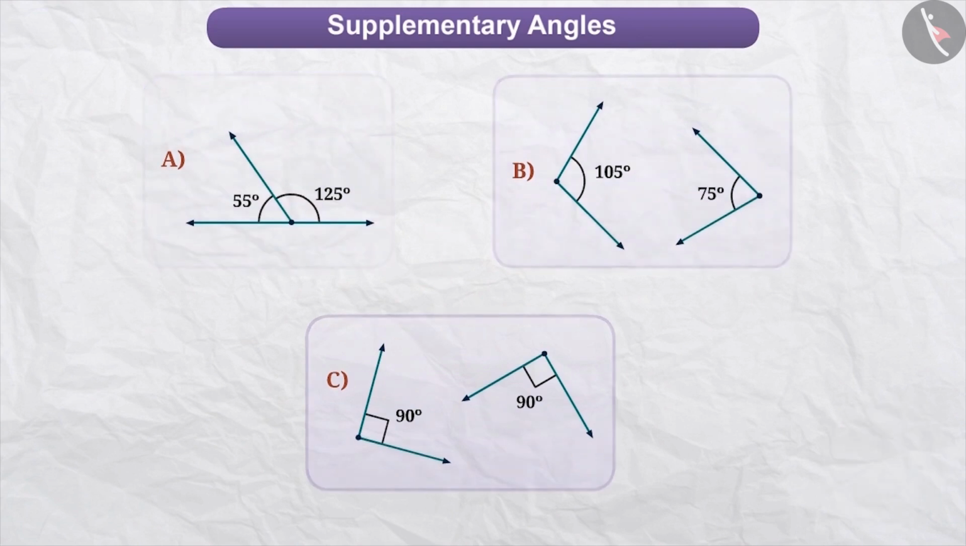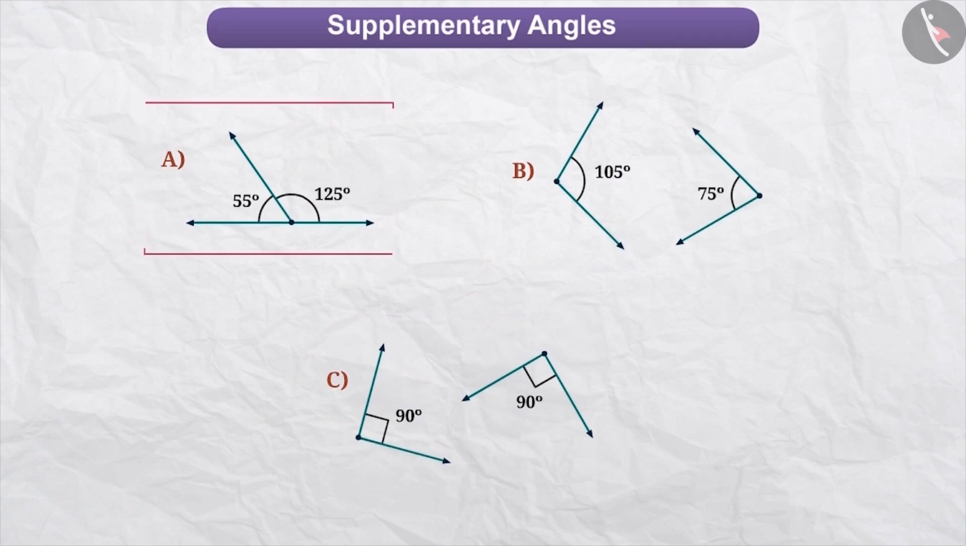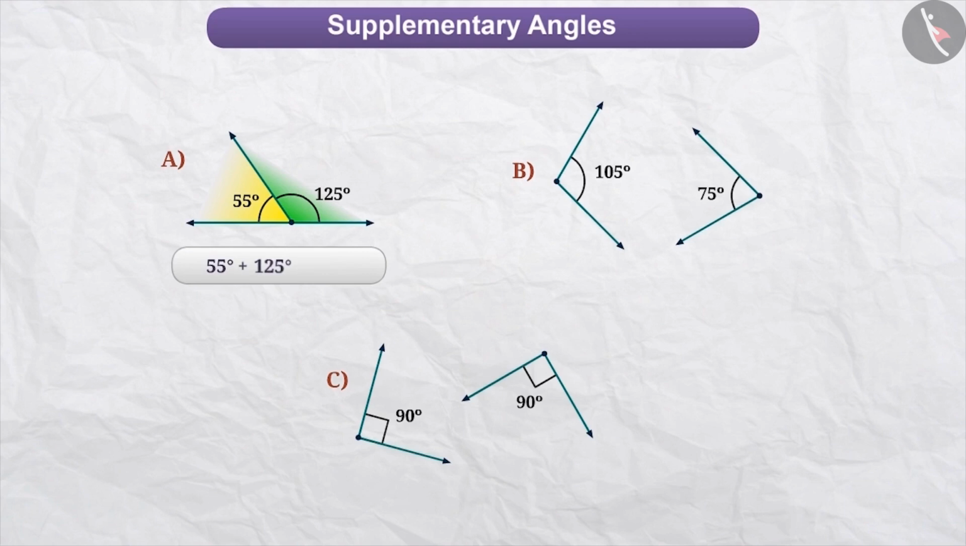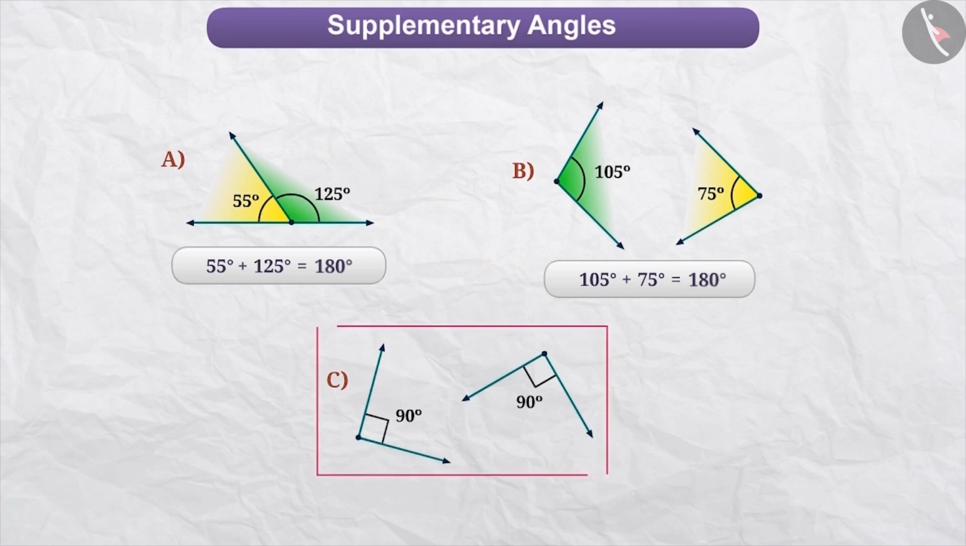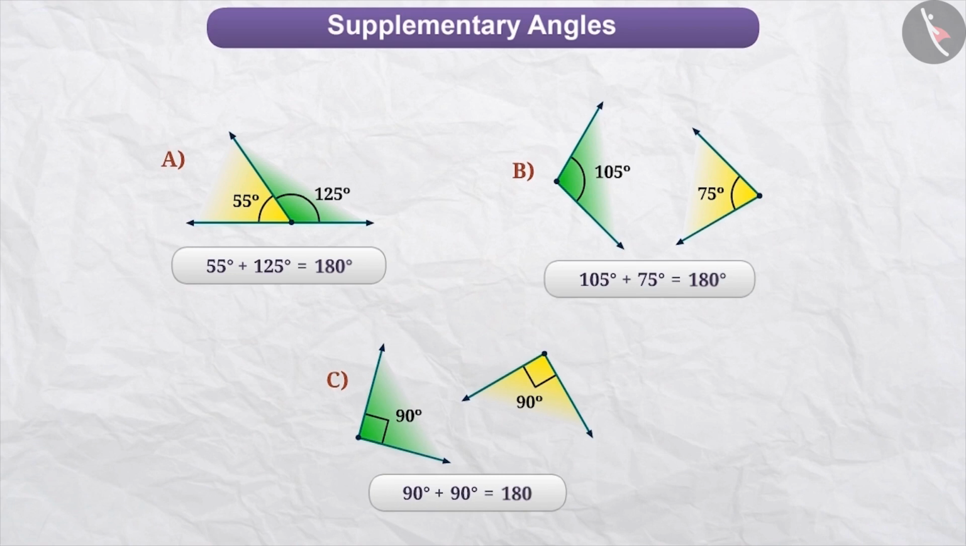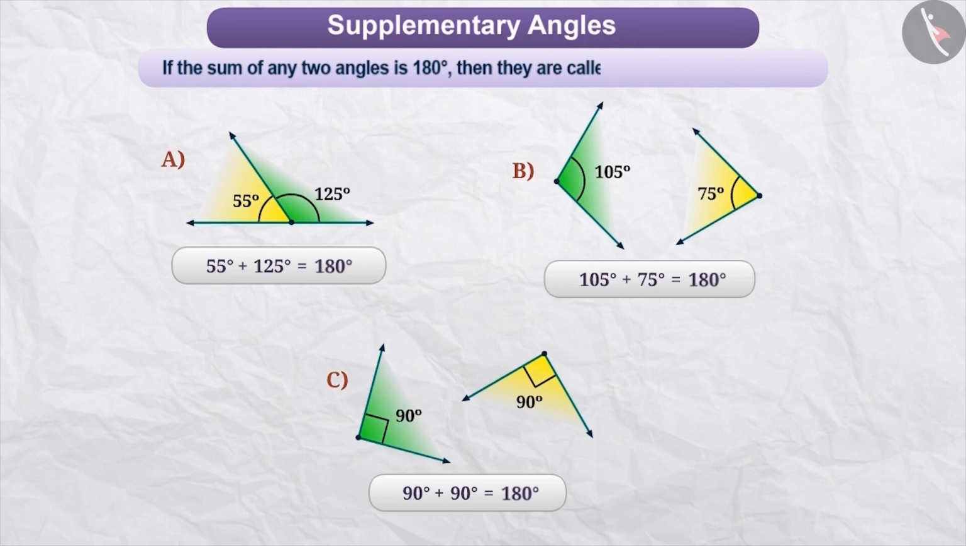Here also, there are two angles in each figure. In figure A, we see that the sum of both the angles is 55 degree plus 125 degree is equal to 180 degree. In figure B, the sum of both the angles is 105 degree plus 75 degree is equal to 180 degree. In figure C also, the sum of both the angles is 90 degree plus 90 degree is equal to 180 degree. Similarly, if the sum of any two angles is 180 degree, then they are called supplementary angles.